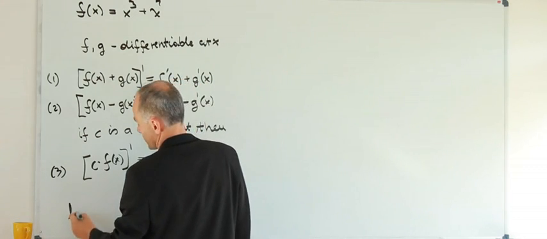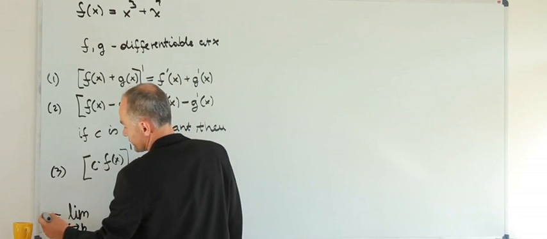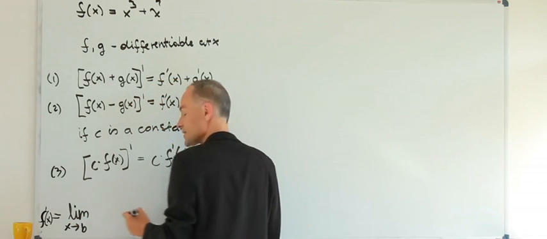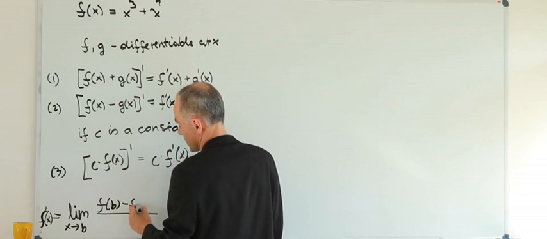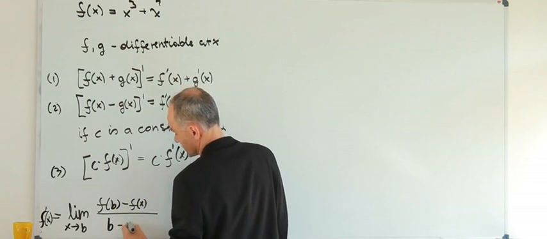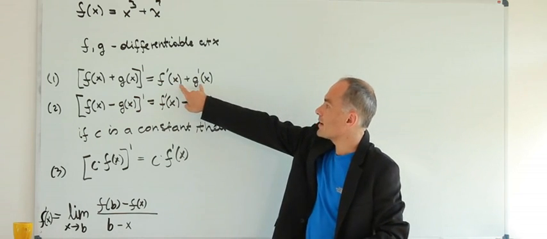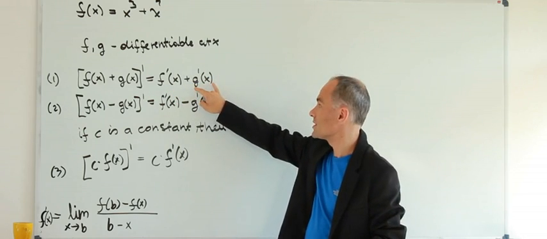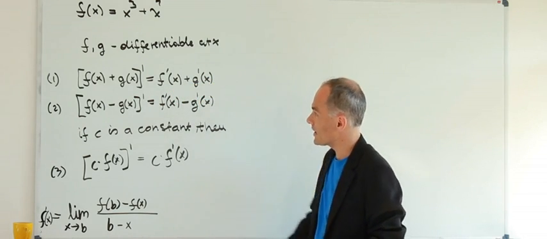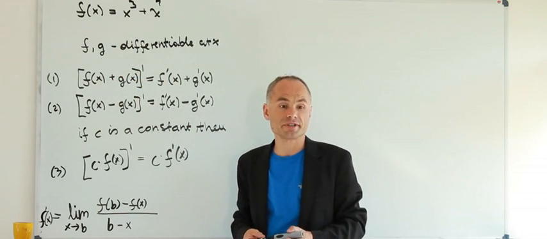Remember, one way to write the definition of the derivative of f at x was the limit as x goes to b of the difference f of b minus f of x divided by b minus x. So I'll use that formulation here. I'll start with the right-hand side. I'll write down the definition of the derivative of f of x, the definition of the derivative of g of x. Then I'll apply properties of limits, and hopefully I'll get an expression that will be the definition of the derivative of the summation.